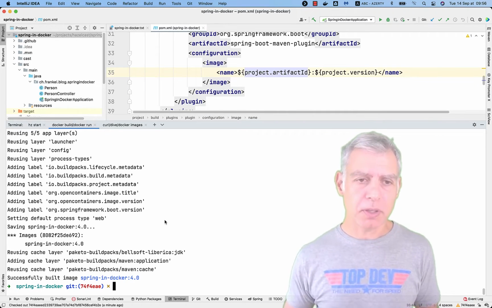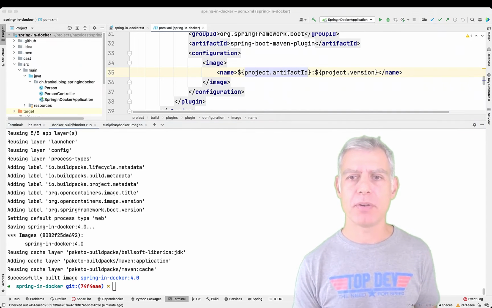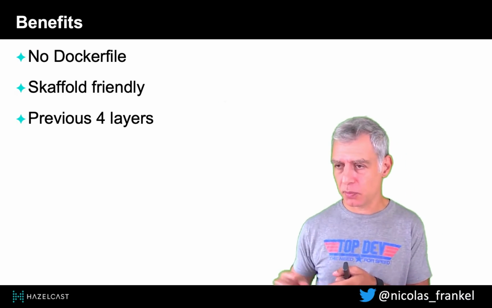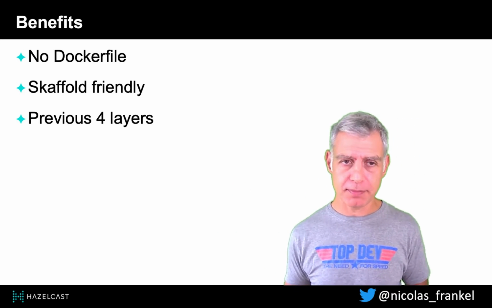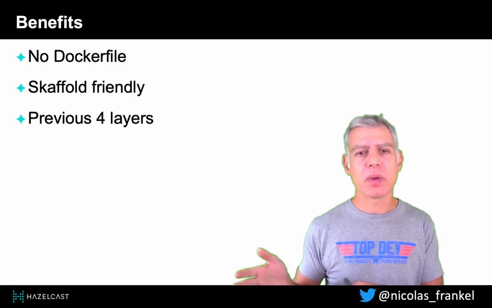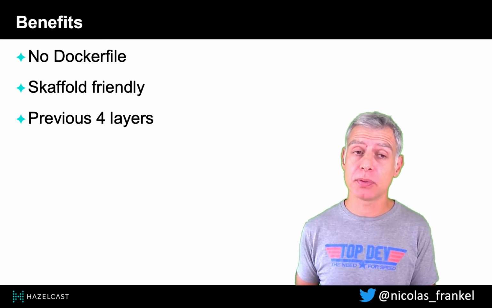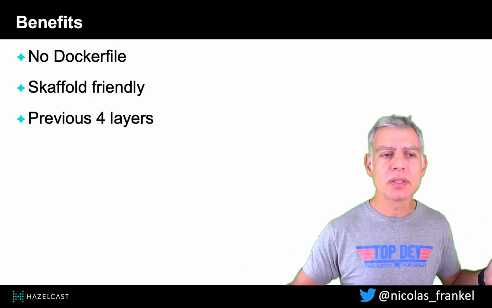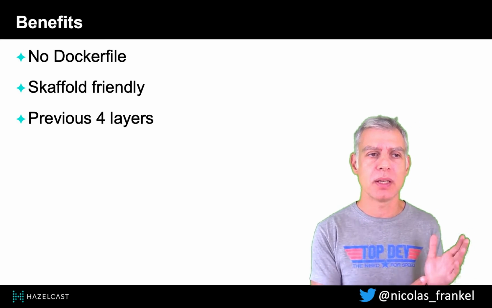So there are a couple of benefits, as always, but however, there are also issues. First, again, we get back to no Dockerfile, which is good. This is Skaffold friendly, this is also good, and we are reusing the layers. So by default, as I mentioned, there are 4 layers. We can reuse any layers we created. So if you customize your layers, it will use it.